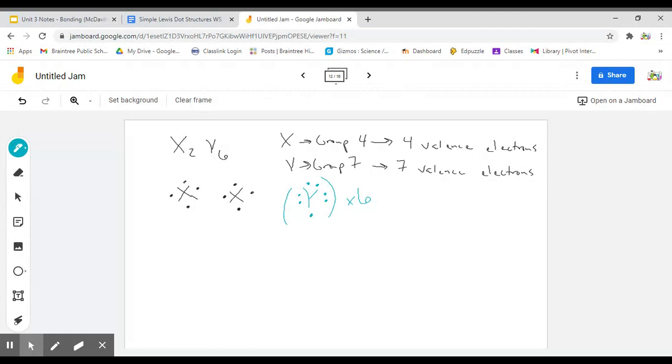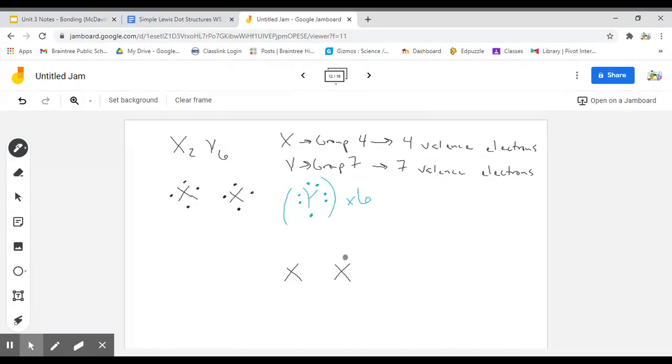Remember, we want to look to see how we can get rid of single electrons, how we can pair up those single electrons. X is in group 4, the same group that carbon is in. If you remember when I talked about carbon, carbon always goes in the middle. Just like carbon, since X is in group 4, we'll put it in the middle.